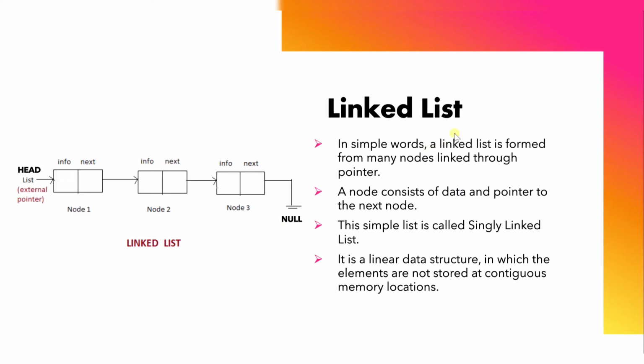In simple words, a linked list is formed from many nodes linked through pointers. A node is nothing but a packing of data and a pointer to the next node. Here there is an external pointer called head. The head will point to the first node, and each node consists of the data and the pointer to the next node, and the last node will point to null, which indicates the end of the list. This simple list is called a singly linked list.